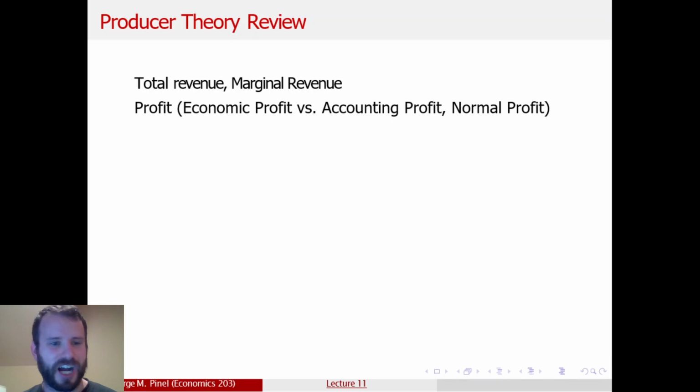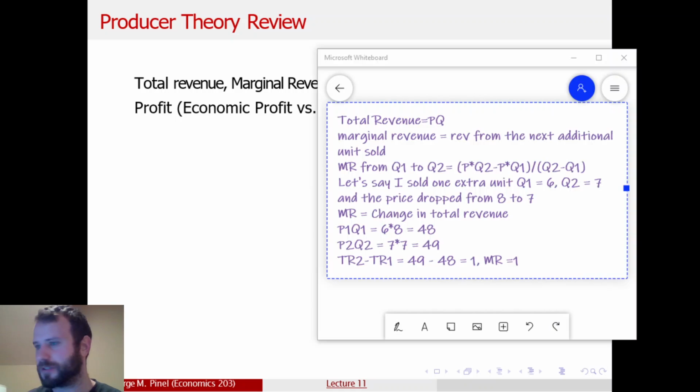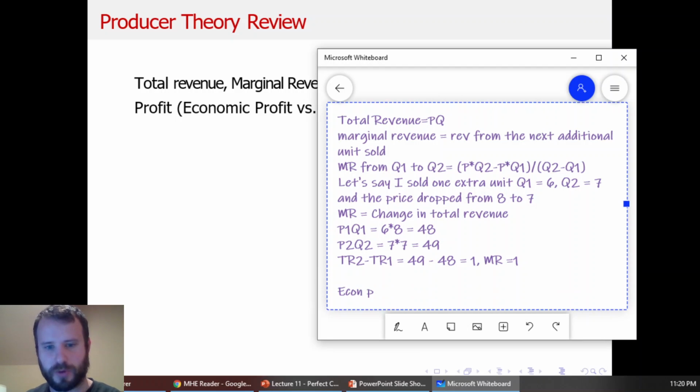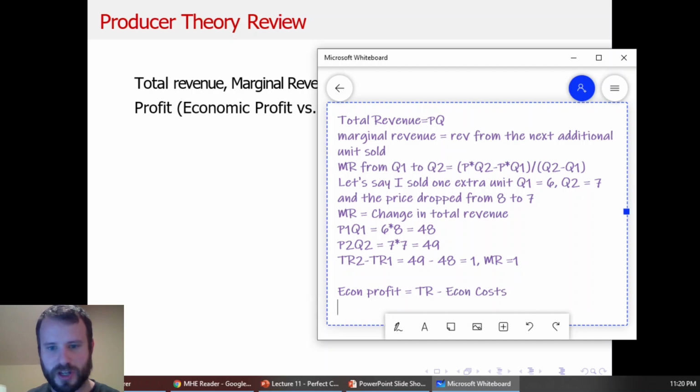All right. There are 3 types of profit that I brought up. There's economic profit versus accounting profit. Economic profit is your total revenue minus your economic costs. Remember, econ costs, which goes back to lecture 2 or 3, are your opportunity cost plus explicit cost.